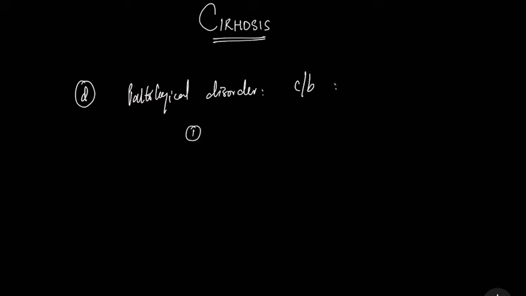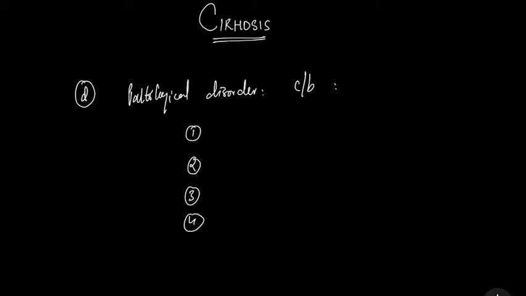Hey guys, so today we'll be starting with your topic liver cirrhosis. So what does this term cirrhosis mean? To start with its definition, this is a pathological disorder. It's a pathological disorder which is characterized by these following features. So there are four features we need to know.